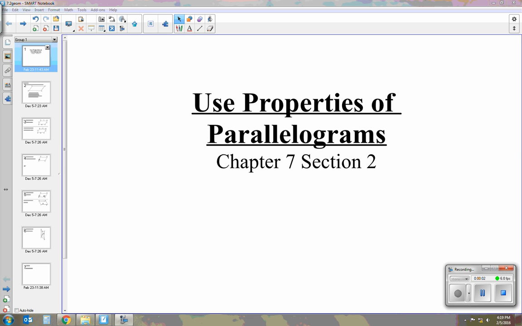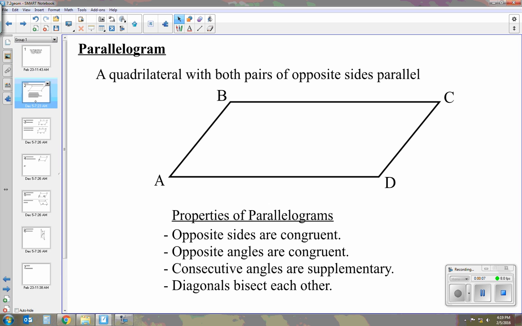Talking about using properties of parallelograms. This is chapter 7, section 2. When I talk about parallelograms, it's a quadrilateral with both pairs of opposite sides parallel. And what we can do is talk about the properties of parallelograms.